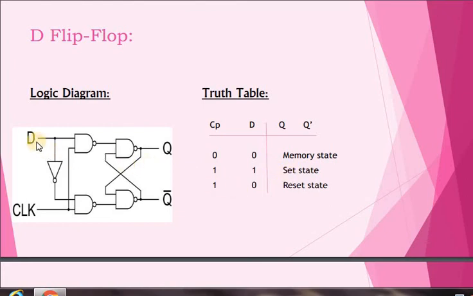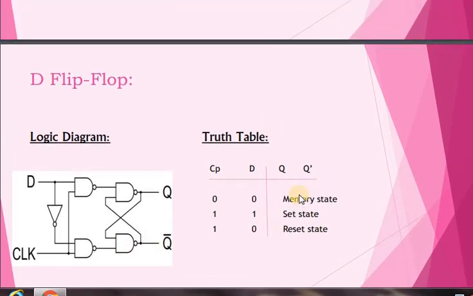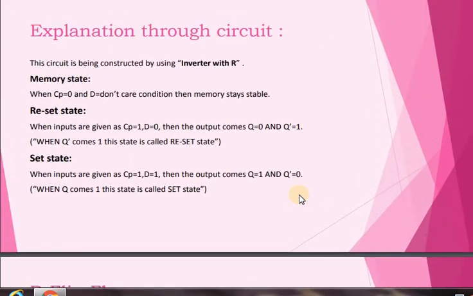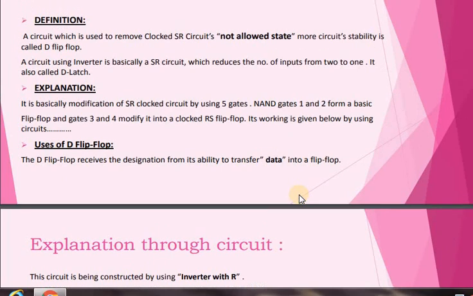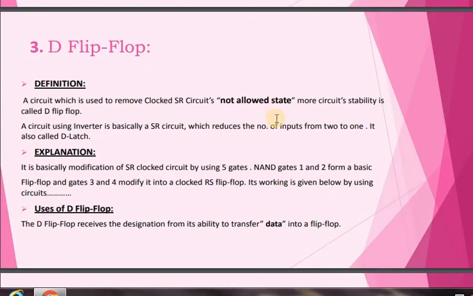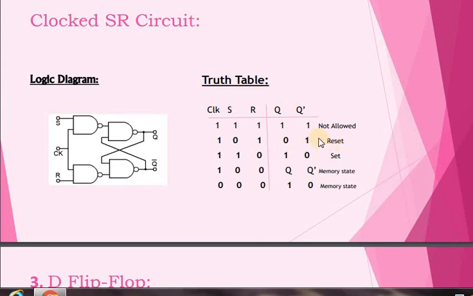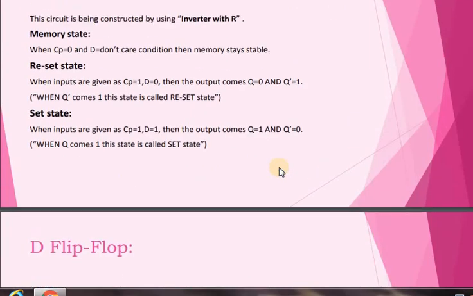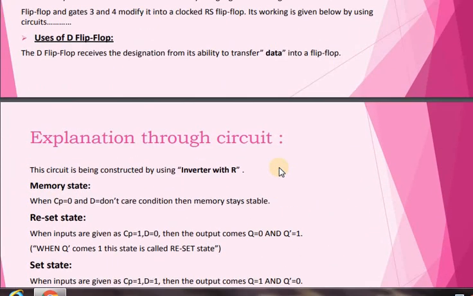Now we give the D input as 0. It will be given as input here as 0, and the output here will be 1 because of the inversion. So the output state will be the reset state. Here we have removed the not allowed state that is in the SR flip-flop. That state is removed in the D flip-flop or D latch. That is the main advantage of this D flip-flop.